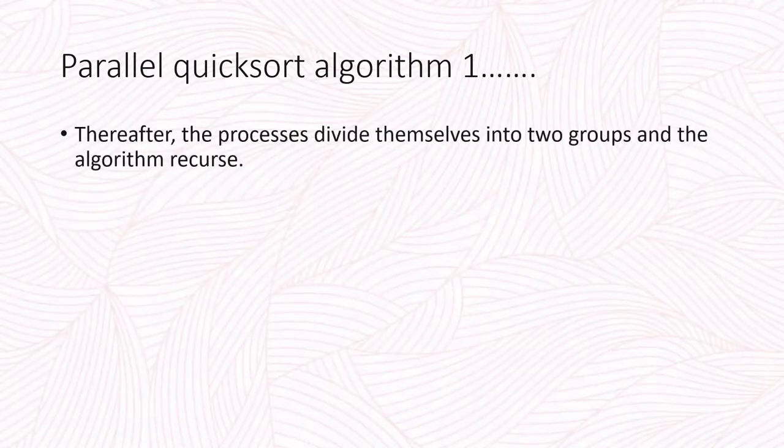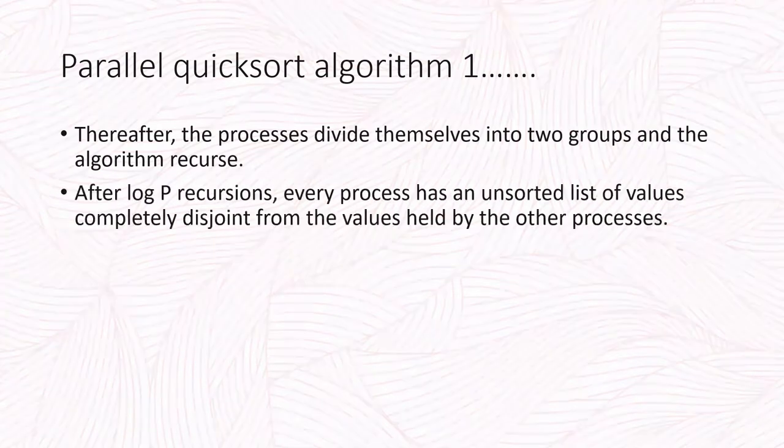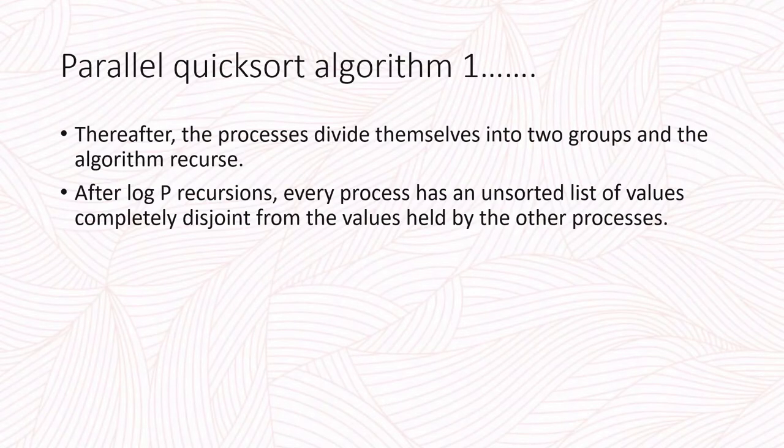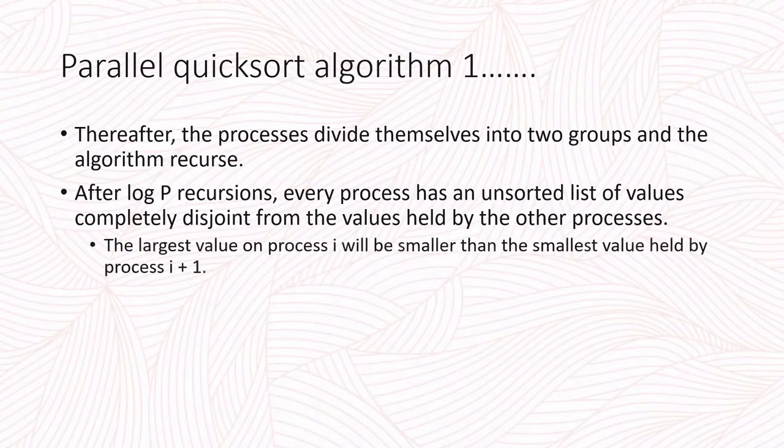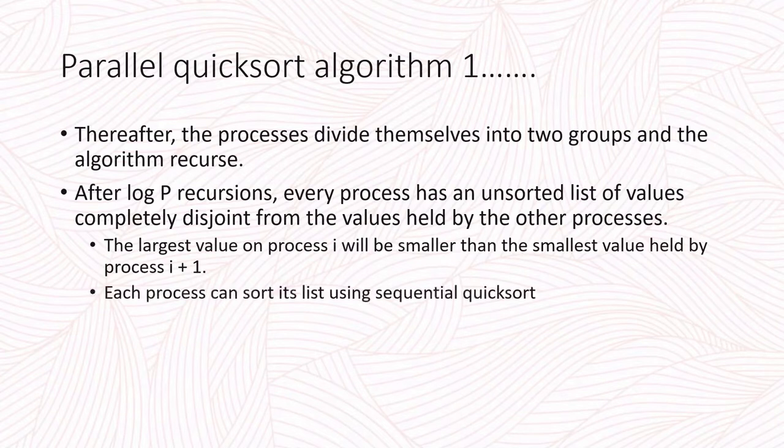Now these processes divide themselves into two groups and the algorithm is recursed. After log p recursions, every process has an unsorted list of values completely disjoint from the values held by the other processes. You can see that the largest value on process i will be smaller than the smallest value held by process i plus 1. So each process can sort its list using the sequential quicksort.